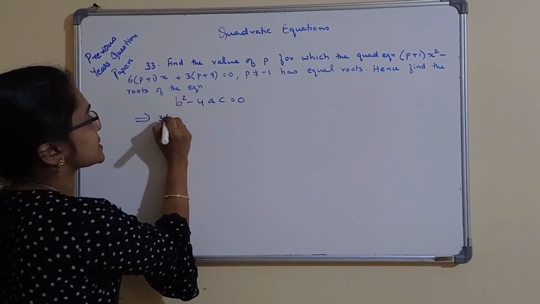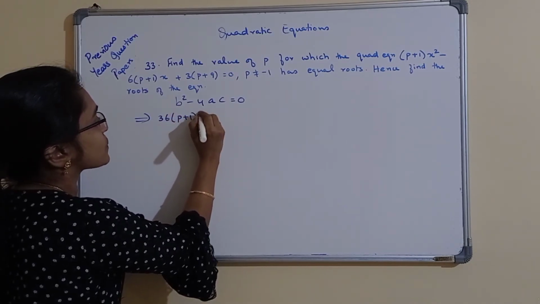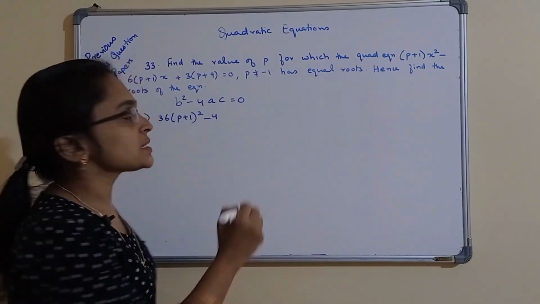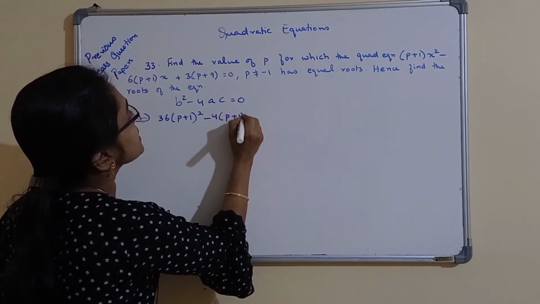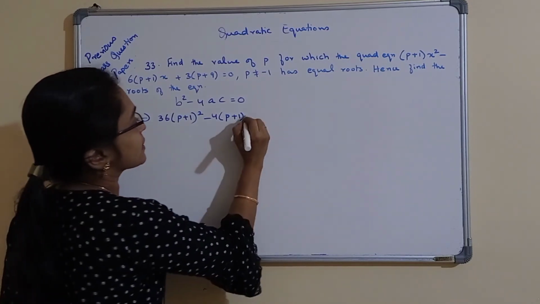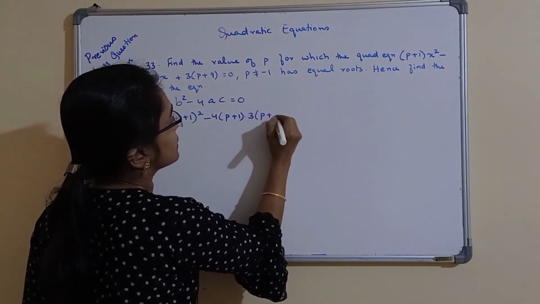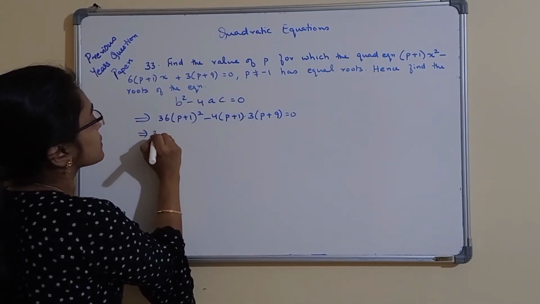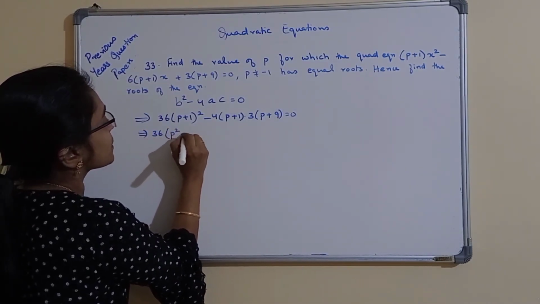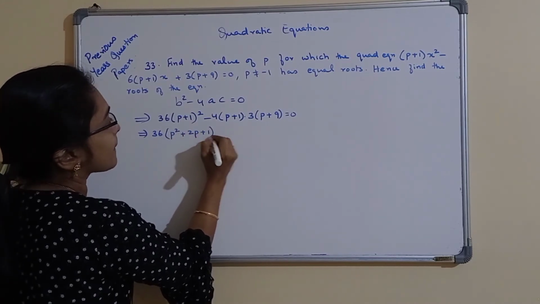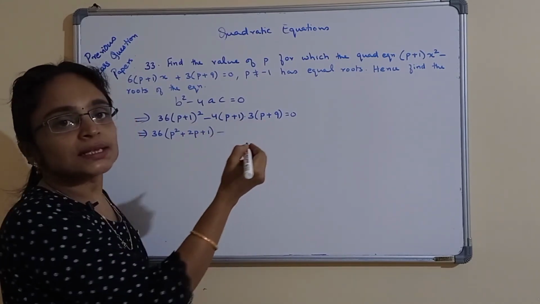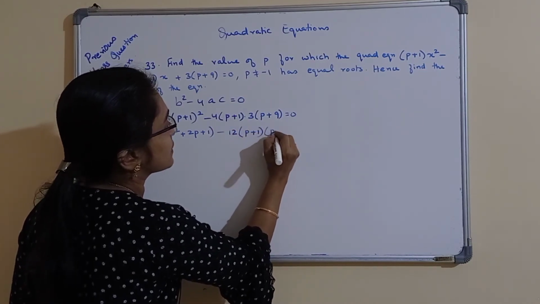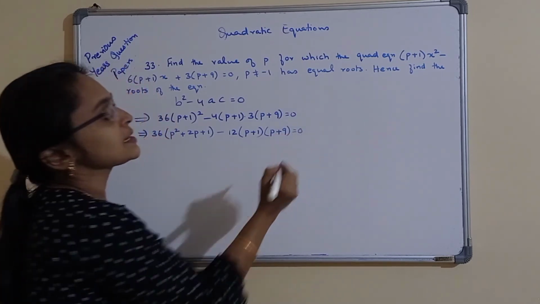that is 6 into p plus 1 the whole square, that is 36 into p plus 1 the whole square minus 4 into a, which is p plus 1, into c, which is 3 into p plus 9, into 3 into p plus 9 is equal to 0. So this implies 36 into p square plus 2p plus 1 minus 4 into 3 is 12. 12 into p plus 1 into p plus 9 is equal to 0.